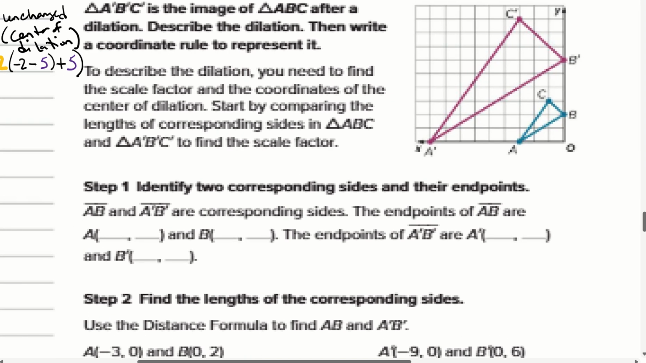So first thing we want to do is pick 2 sides that correspond. So here, let's pick AB and A prime B prime. Just pick those 2 sides, and you want to figure out the length of those 2 sides. Remember, to figure out the length, you have to use the distance formula, right? So we got A prime B prime and then AB. So you want to figure out the length of those 2.